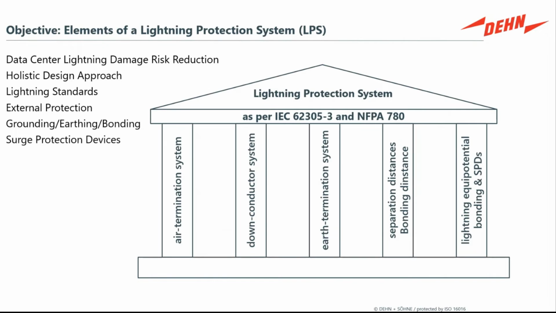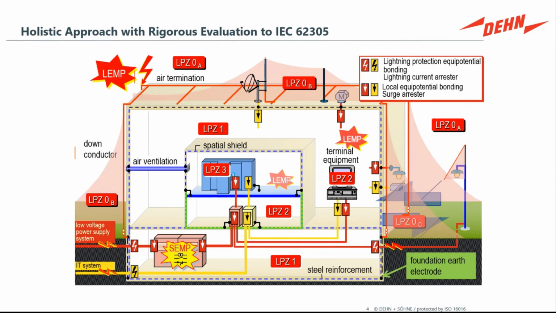There's a lot going on, but this is a great example of that approach for complete protection for infrastructure. And in this case, it even looks like a data center with a nice center protected volume. But it all starts at the outside. You have the air terminal system on the top of the building, down conductors into an earthing system, and equipotential bonding throughout. And what we attempt to do is to create layers of protection.